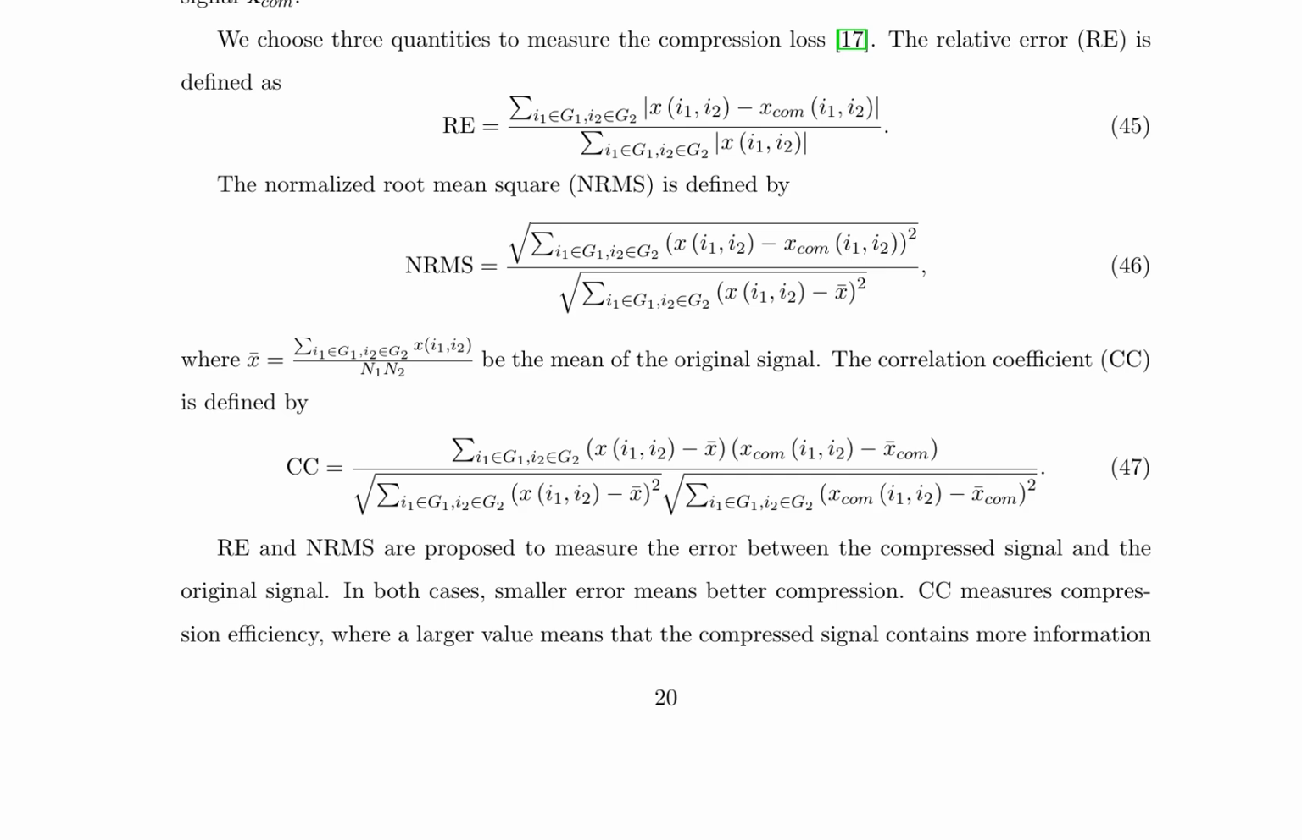To evaluate the compression loss, three quantities are used: relative error, RE, normalized root mean square, NRMS, and correlation coefficient, CC. These metrics are designed to measure the error between the compressed and original signals, with smaller values indicating better compression, and the correlation coefficient assessing compression efficiency.